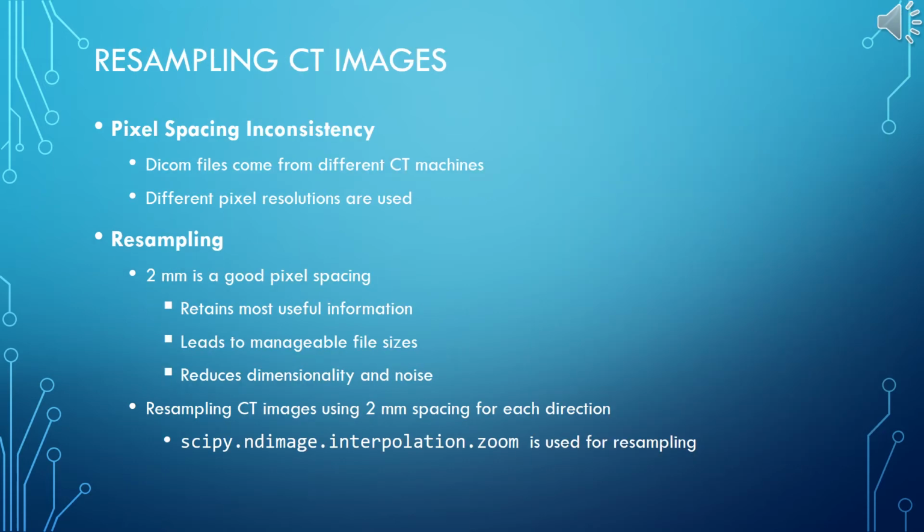These DICOM files come from different machine settings. They use different pixel resolutions, which cause pixel spacing inconsistency. Here I set the pixel resolution to be 2 mm and resample. 2 mm can retain most useful information of the image. It leads to manageable file sizes. It can also help reduce dimensionality and noise.